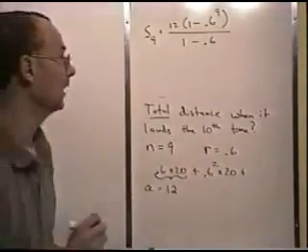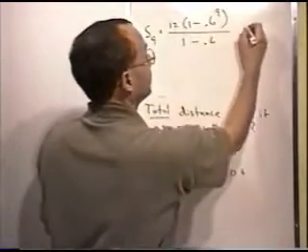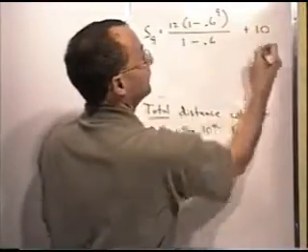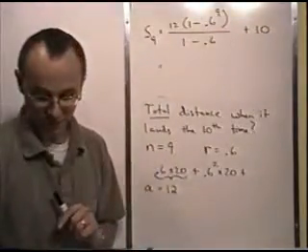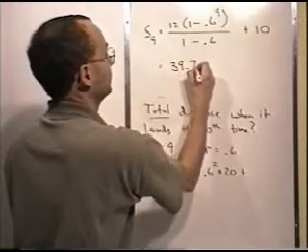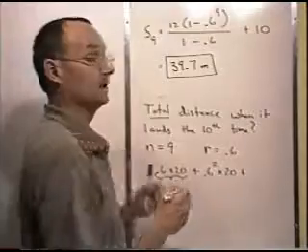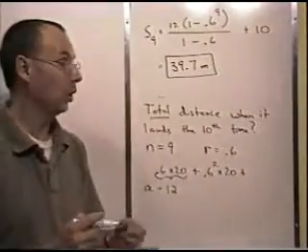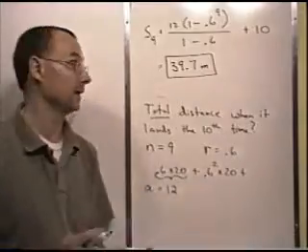I did that ahead of time, and there's one more thing I have to do. Remember, don't forget to add the 10 meters. So if you do that, being careful on your calculator, you should get 39.7 meters as our answer. That's the total distance that the ball travels when it lands on the floor the 10th time.